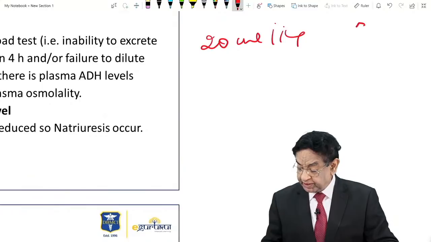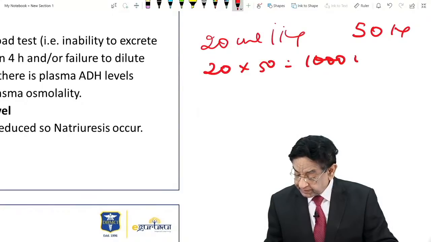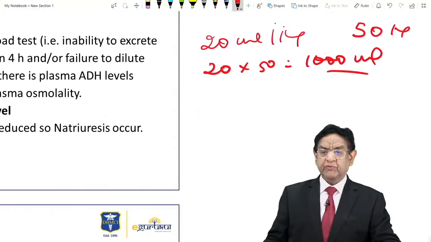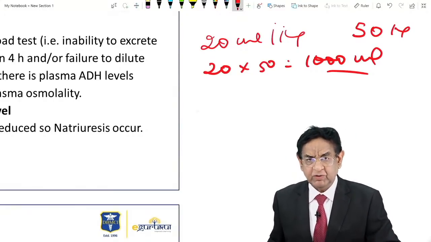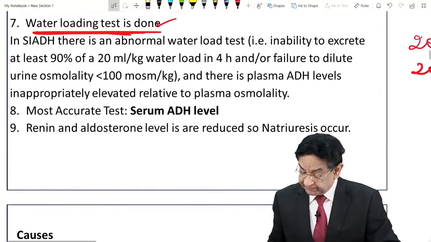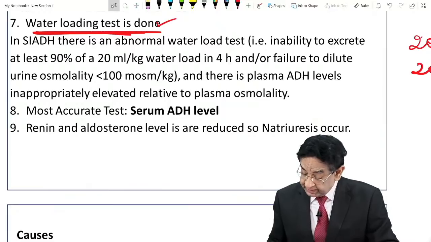Let's presume his body weight is 50 kg. You ask him to take 20 ml multiplied by 50, that is 1000 ml. He has to drink 1000 ml of water in a span of 15-20 minutes. Nobody can drink it in one go. Okay, he takes it glass by glass in 15-20 minutes.